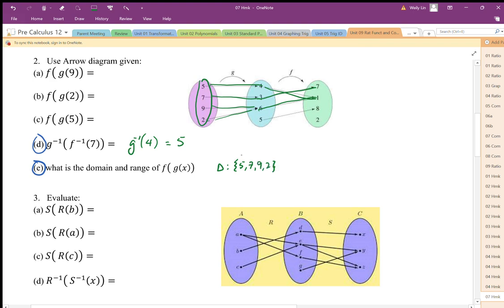So all those inputs we can put into the function, and the range is then the final output. It's not going to be all these terms. The range, based on our input, we can only output 7 and 1 as our output. So our domain are these 4 numbers, and our output are these 2 numbers.